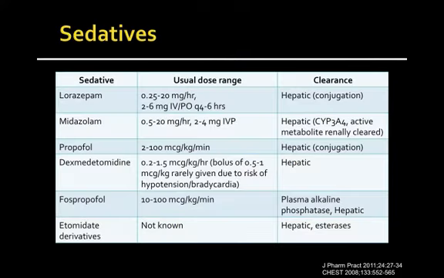So how do we get there? So we have benzos, we have propofol, and we have dexmedetomidine. I'm going to skip fospropofol and etomidate derivatives. They're just there for your reference because that's kind of future directions of sedation practice. But here we have lorazepam and midazolam for sedatives. We do Ativan drips, unfortunately. I try not to, but we do end up on them mostly in our alcohol withdrawal patients, and that's okay.